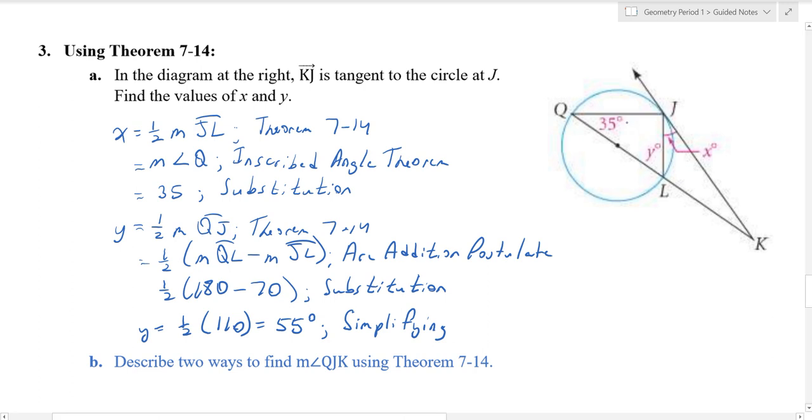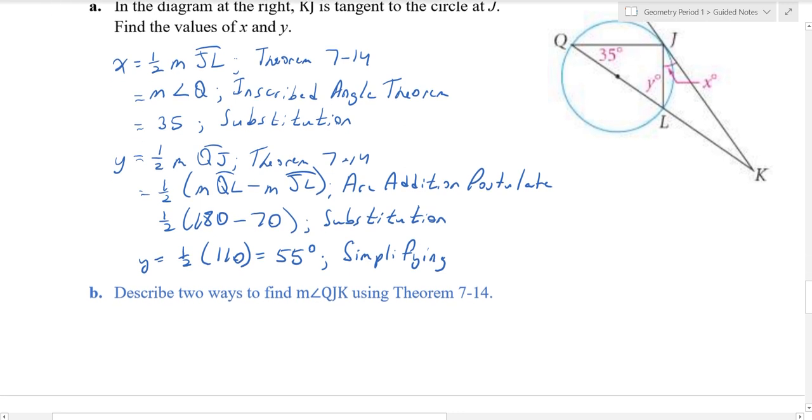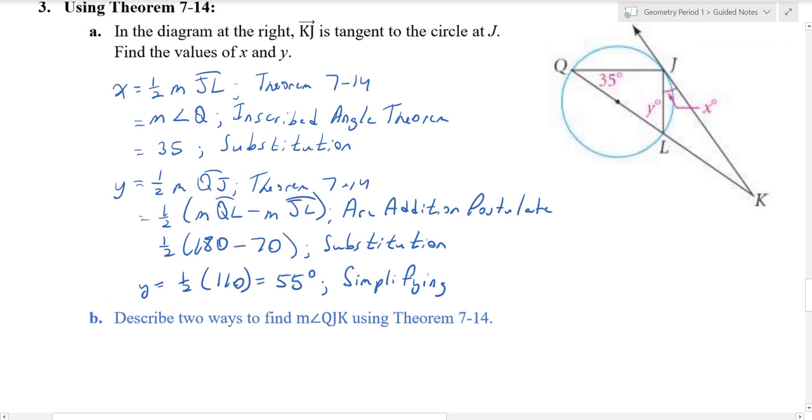All right. Now part B is still using the same exact diagram. So in this case, it's asking you to describe two ways to find the measurement of angle QJK using Theorem 7.14. Pause the video and give this one a shot.